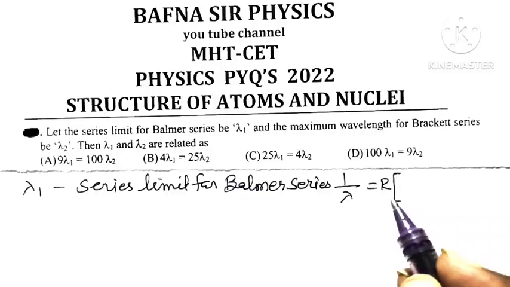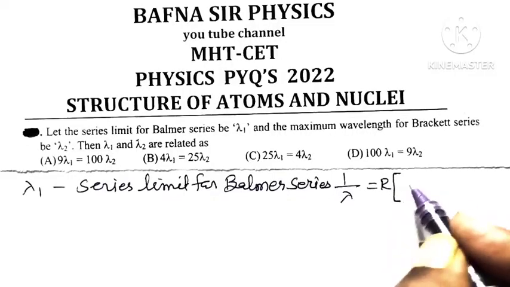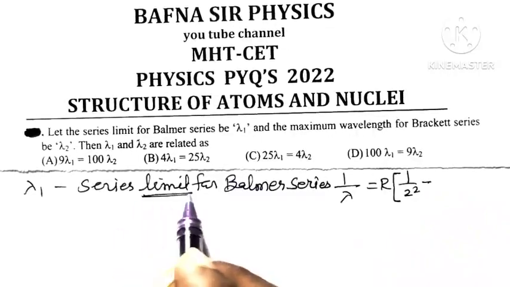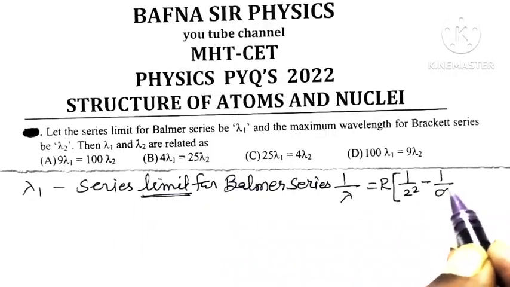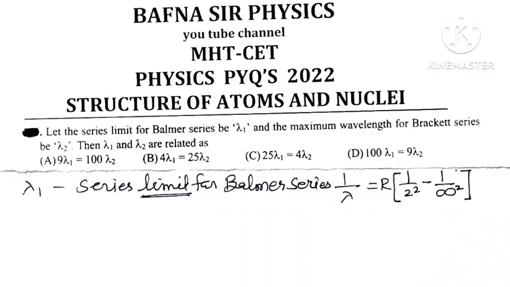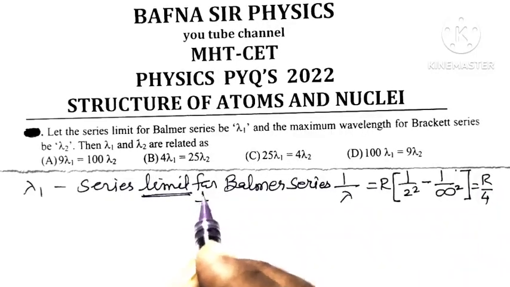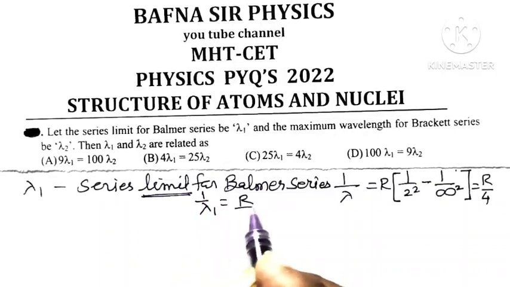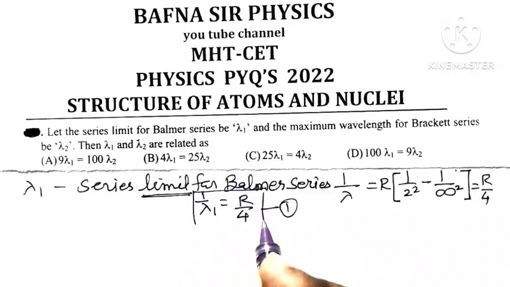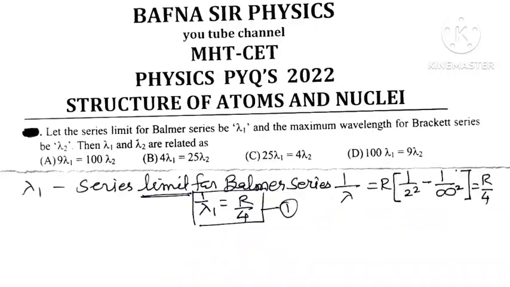What is the final orbit? The final orbit for the Balmer series is 1 upon 2 square minus. See here, it is a limit. Limit means the initial orbit must have principal quantum number infinite. So, 1 upon infinity is 0. So that becomes equal to R by 4. So, 1 upon lambda 1 is equal to R by 4. This is equation number 1.